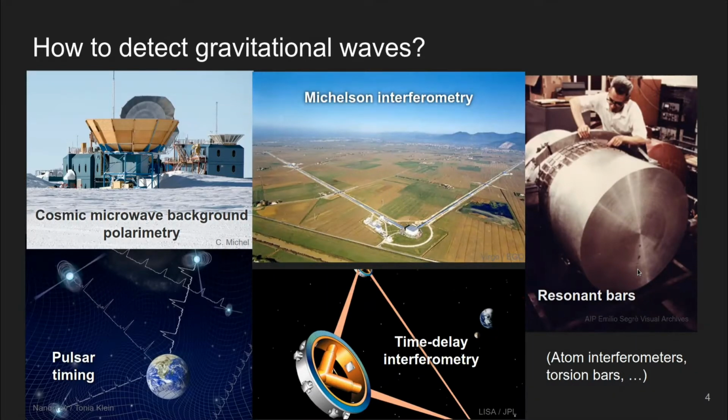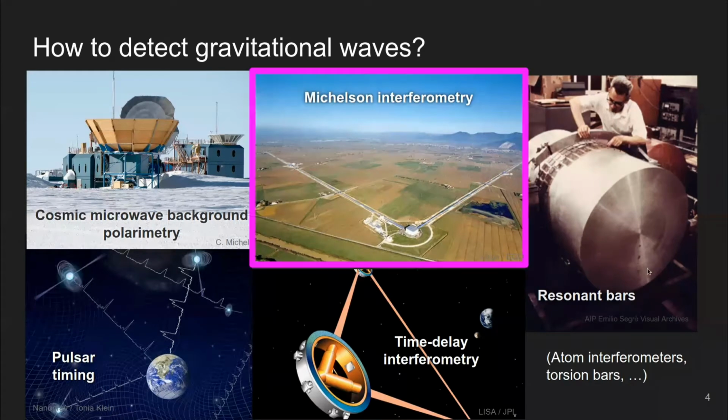What I'm going to talk about today actually is Michelson interferometry, specifically Michelson interferometry on the ground. And then there's also, so the resonant bars have historically been important. And then there are also other proposals like atom interferometry, torsion bars. But like I said, I'm going to focus particularly on what I've shown here, which is the Virgo detector in Italy. I mean, I'll talk about all of them, but the picture here is Virgo.